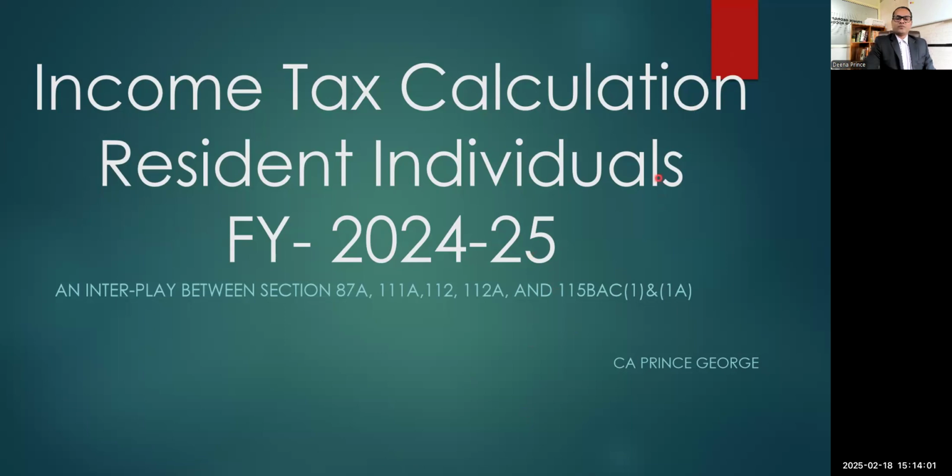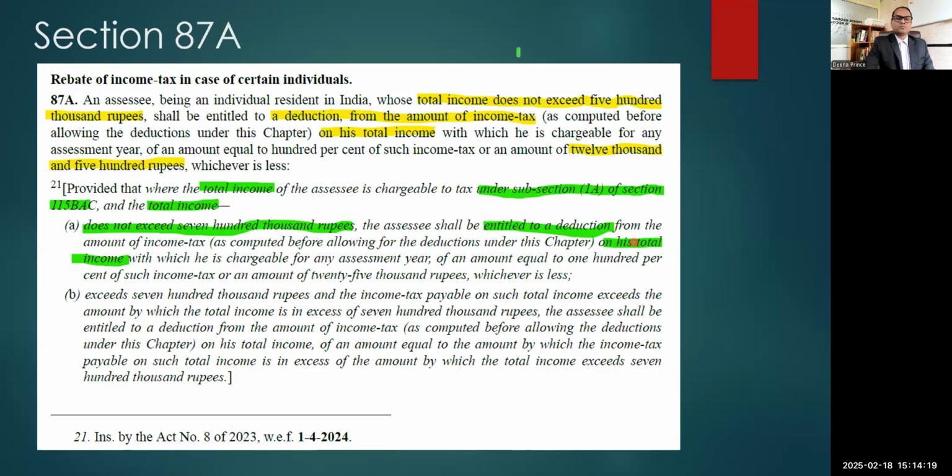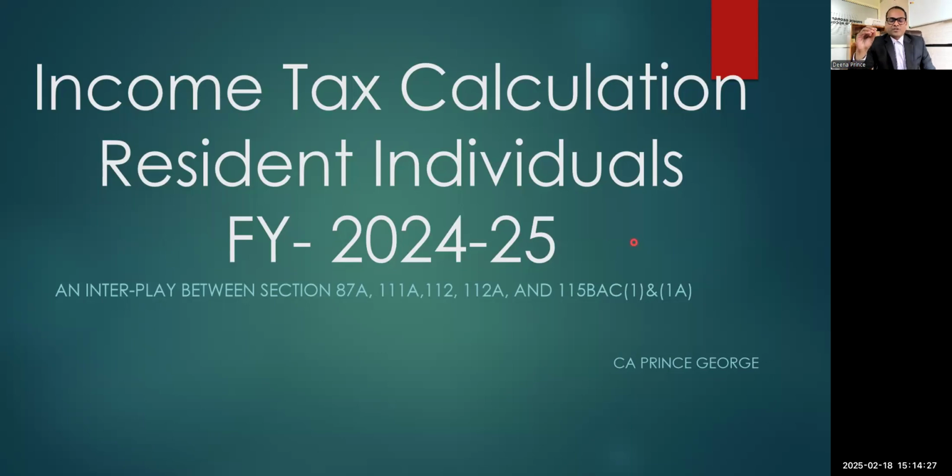So as I said, it is going to be for resident individuals and for financial year 24-25, for which the returns will be filed in a couple of months. So there are 5 specific sections which we will be dealing with in this presentation, and my entire argument would be an interplay between these sections. So it's important for you to note down these sections.